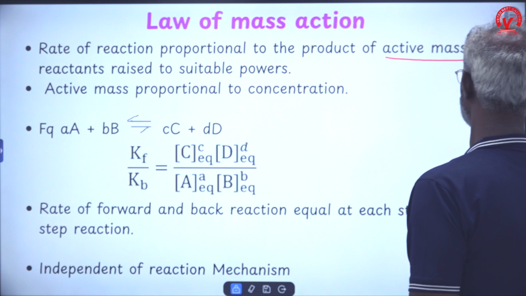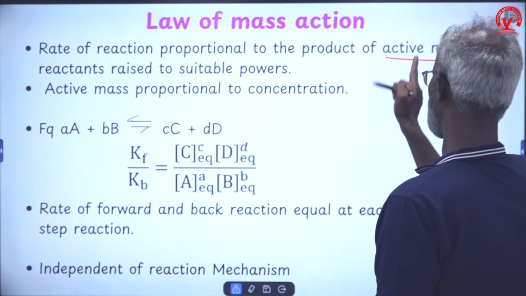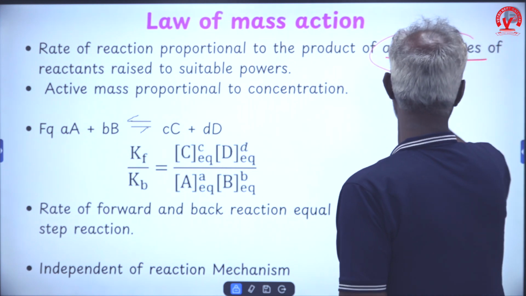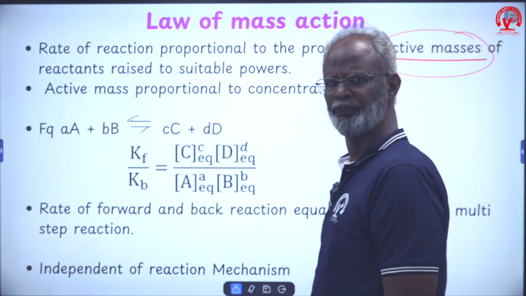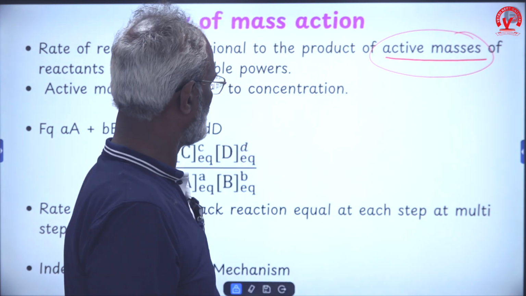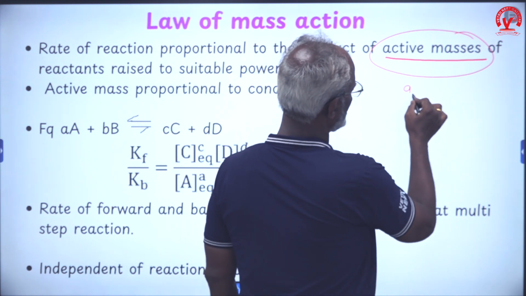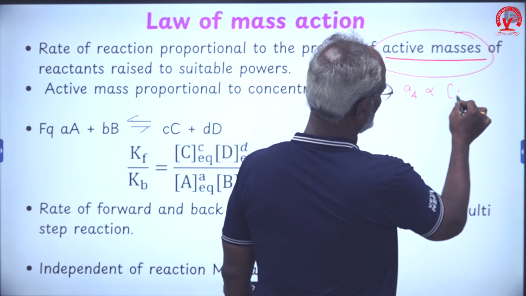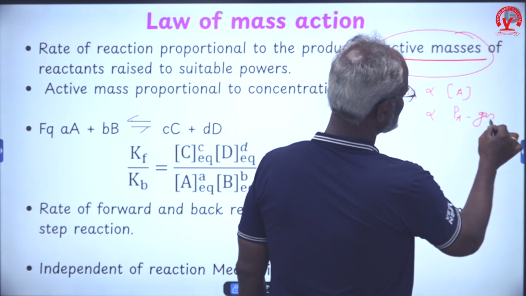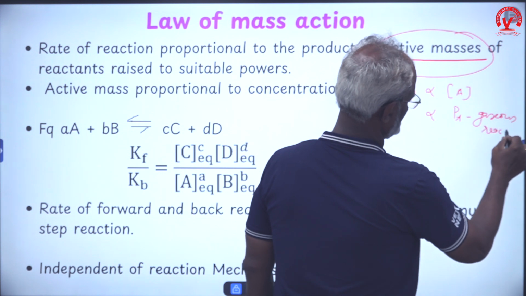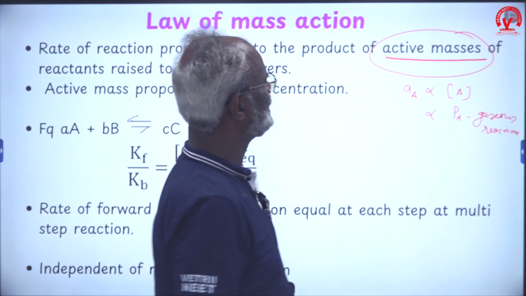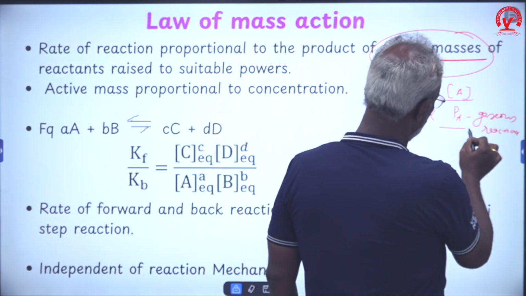The rate of reactions is proportional to the product of active masses of reactants. These active masses are proportional to concentration, and for gaseous systems, it is proportional to the partial pressure. So the active mass, say for reactant A, is proportional to the concentration of A, or proportional to the partial pressure of A for gaseous reactions. They are not exactly the same, but they are proportional. So in place of active masses, we can use concentration or partial pressure.